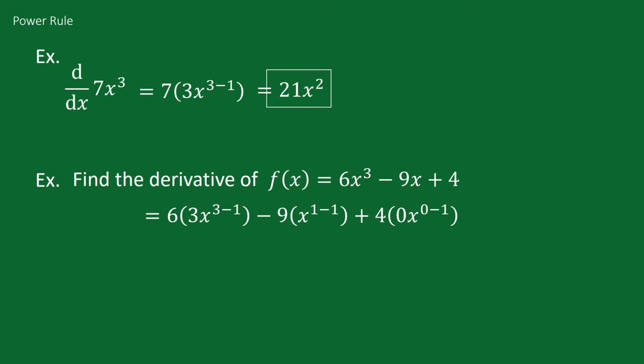So then we get 6 times 3, which is 18, and 3 minus 1, so we get x squared. X to the 1 minus 1 is x to the 0, so we get minus 9x to the 0, and then plus 0 since the 4 times the 0 becomes a 0. And so we're left with 18x squared minus 9 as our answer.